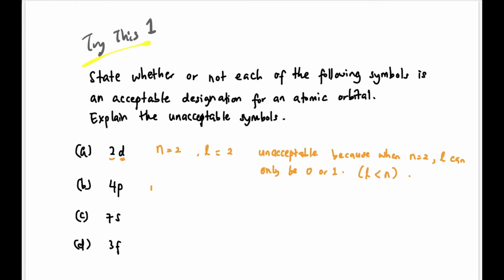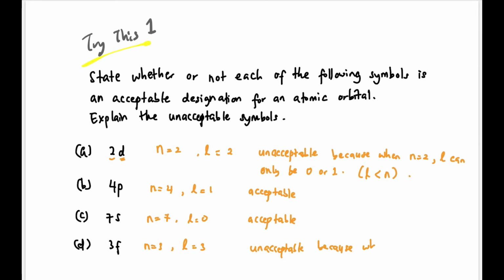Now let's have a look at the second case. 4P, N equal to 4, L equal to 1. So this is acceptable because L dia lebih kecil daripada N kan, so boleh terima. For the third one, 7s, so N equal to 7, L equal to 0, acceptable. And the last one, 3f, N equal to 3, L equal to 3, unacceptable because when N equal to 3, L can only be 0, 1 or 2. L always less than N.